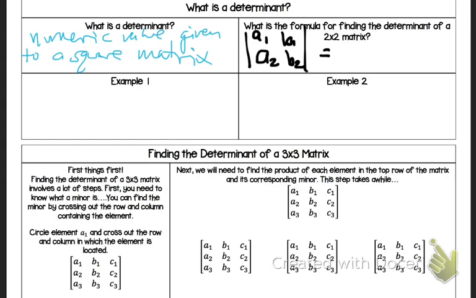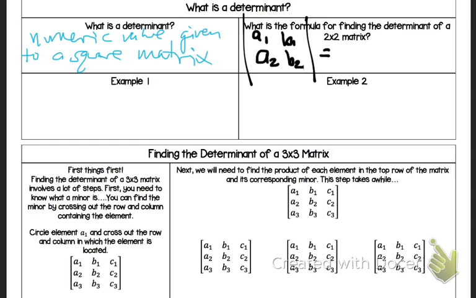Alright, so what is a determinant? A numeric value given to a square matrix. That's what that says if you can't read it. So the notation for a determinant, instead of a bracket, we just use straight lines. So it kind of looks like an absolute value, but that means determinant.